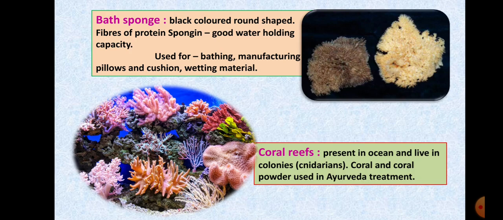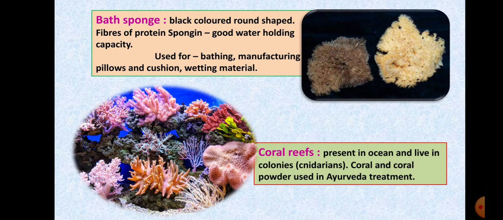Before moving to the next phylum, let us look at two surprising pieces of information. First is the bath sponge. You can see on your screen how it looks. These are black colored and somewhat round in shape. They are usually made of the fibers of a protein, and the name of that protein is spongin. Because of this, they have good water holding capacity. They can hold water in huge amounts.